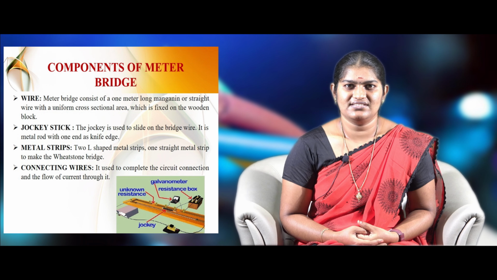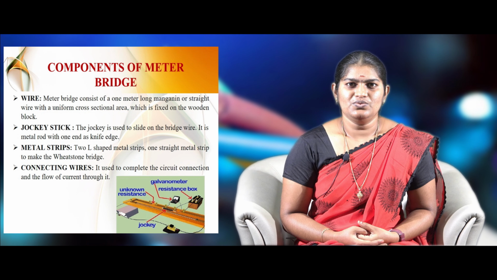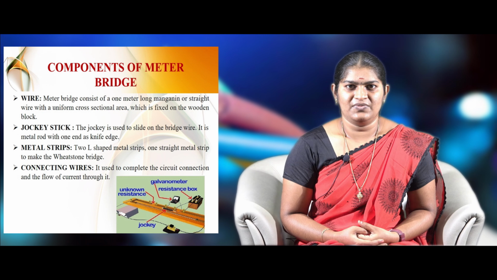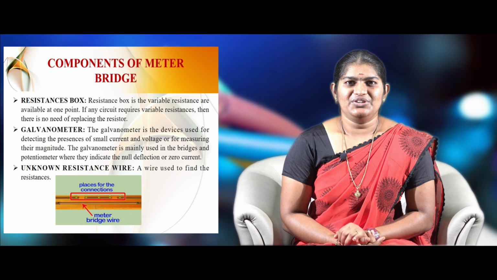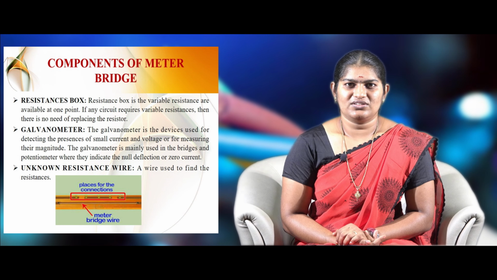Next one, jockey stick. The jockey is used to slide on the bridge wire. It is a metallic rod with one end as a knife edge. Next one, metallic strip. Two L-shaped metallic strips and one straight metallic strip are used to form the Metre Bridge. Next one, connecting wire. The connecting wire is used to complete the circuit connection, and it allows the flow of current through it. Next we are going to discuss the resistance box.